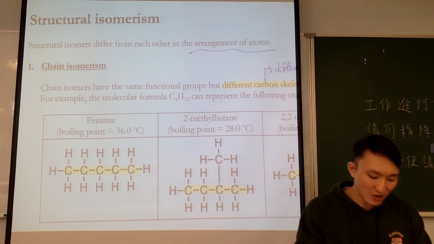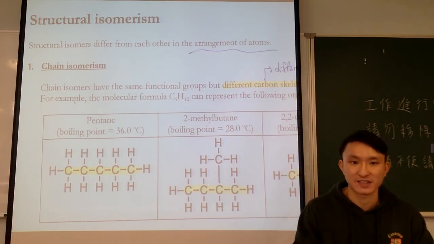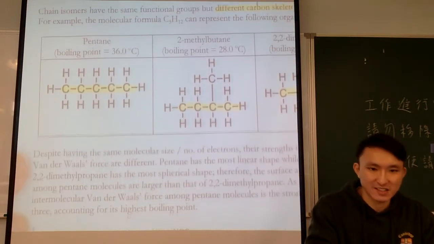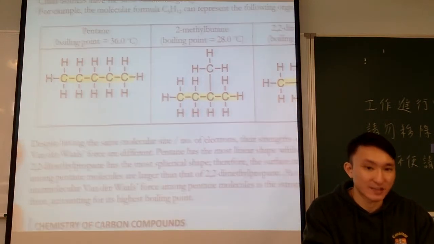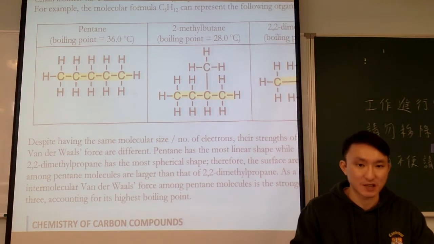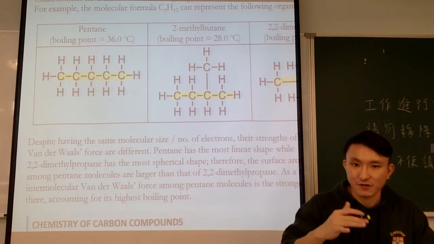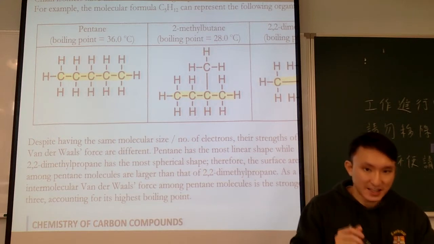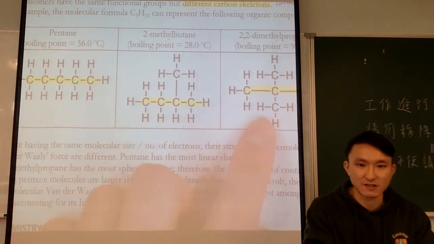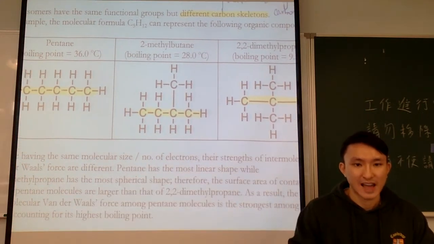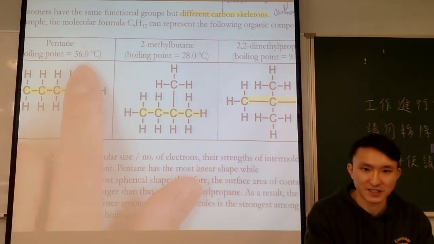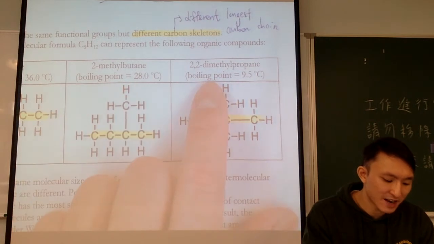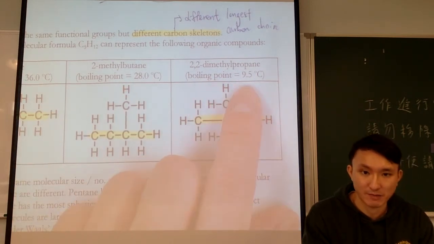Okay? So this is the difference. This is the idea. Now, these are some discussion related to the physical property. Like I said, different isomers could have different physical properties and chemical properties. In this case, if you look at these 3 isomers, they actually have different boiling points. You see, pentane has the highest boiling point, whereas dimethylpropane is having the lowest boiling point.